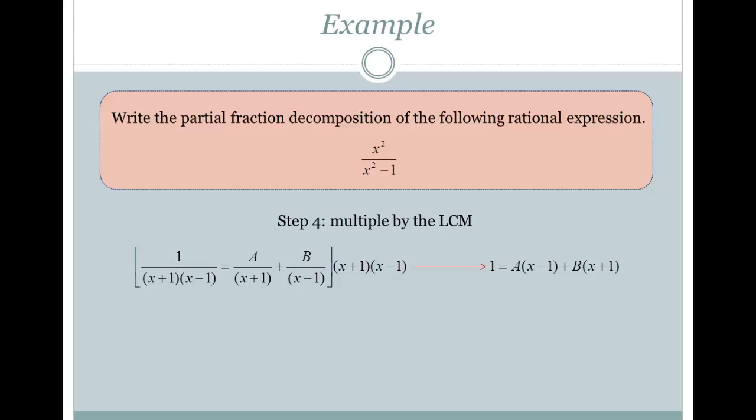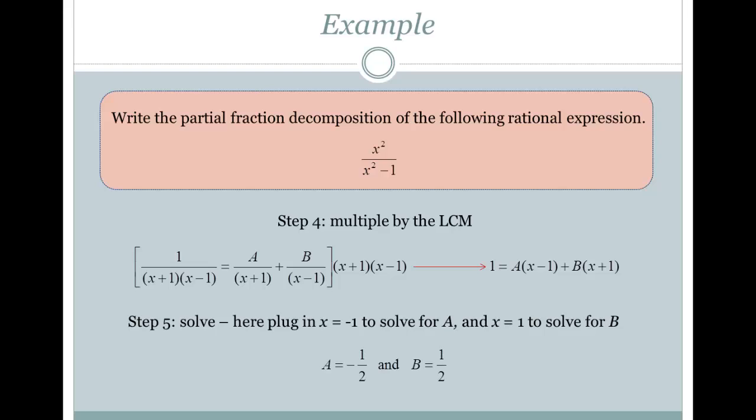Okay? At this point, I want to choose x values carefully so that I can solve for A and for B. If I want to solve for A, I'm going to plug in x equals negative 1, because by plugging in x equals negative 1, this term goes away. When I want to solve for B, I'm going to plug in x equals 1, because this term goes away. If I plug in 1, I get rid of the A term. I get 2B equals 1, so B should be equal to a half. If I plug in negative 1, I get negative 2A equals 1, or A is equal to negative a half.